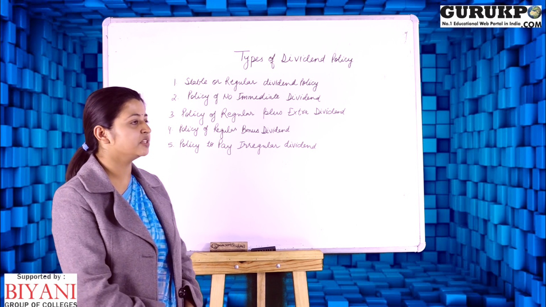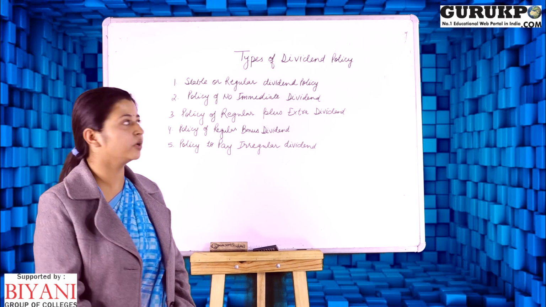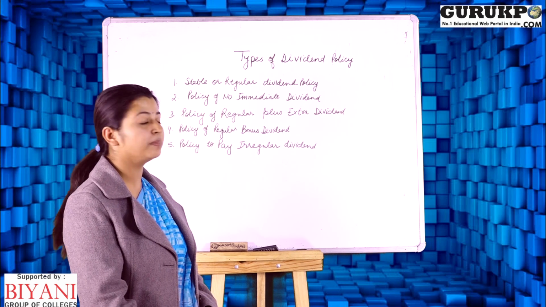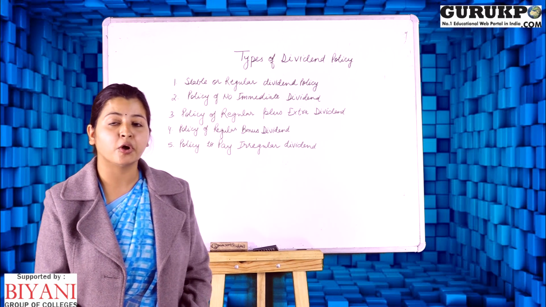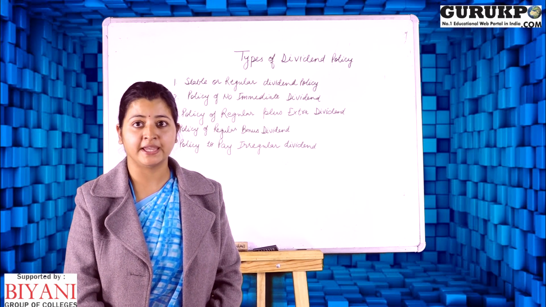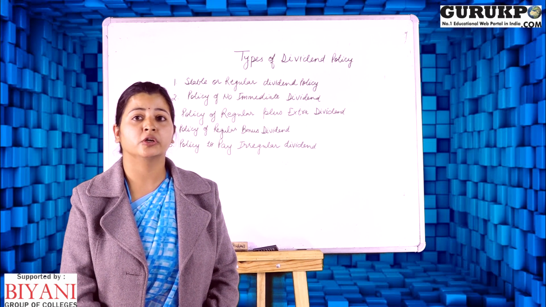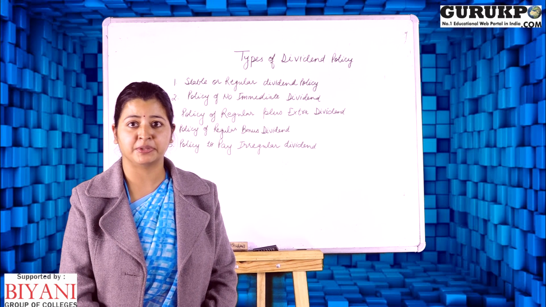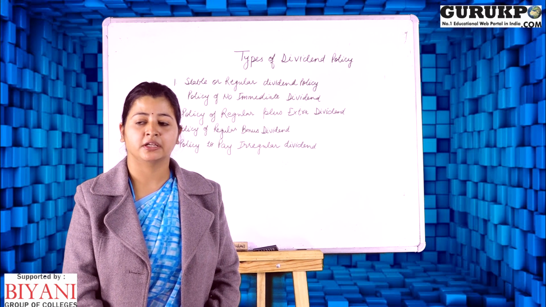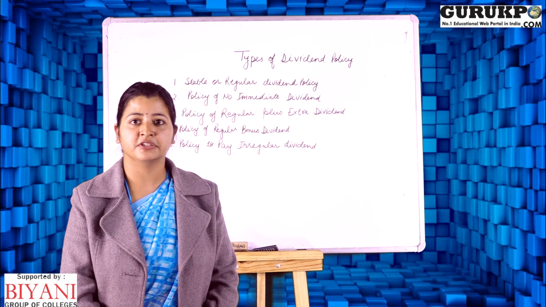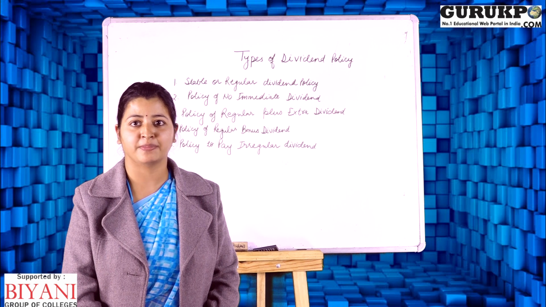The second form of dividend policy is the policy of no immediate dividend. Under this policy, the company does not pay dividend in case of unfavorable conditions, on account of shortage of working capital, or when the company wants to retain its profit for future growth and expansion.